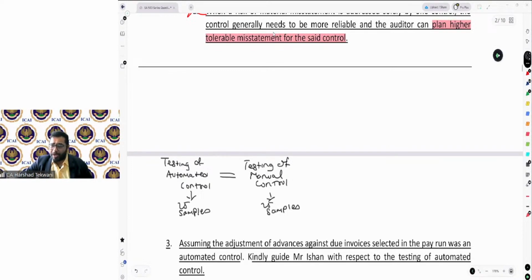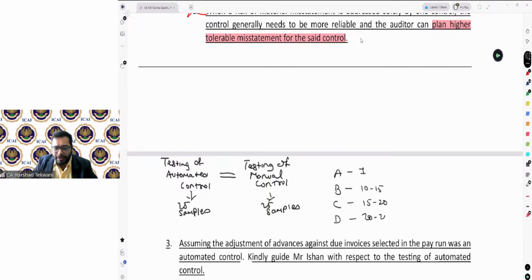Okay. If it is less than 25, then how much? Can you give me a range? Okay, I'll give you the options. Let me write it down as A, B, C, D so it will not confuse. Option A: 1. Option B: 10 to 15. Option C: 15 to 20. Option D: 20 to 25. So you have 4 options. How many samples are you required to test?